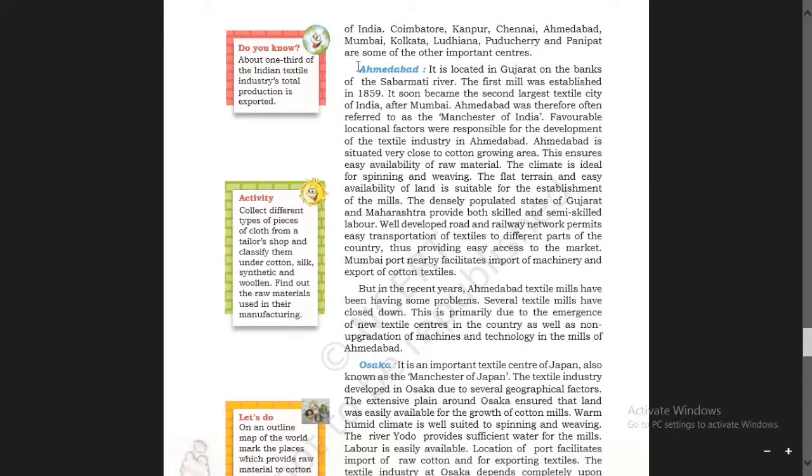Now have a look at this again. Do you know about one third of the Indian textile industry's total production is exported? It is used to export. It means to send outside of the country.